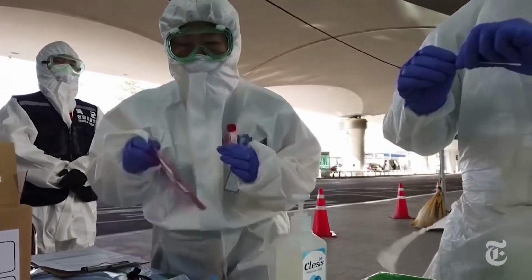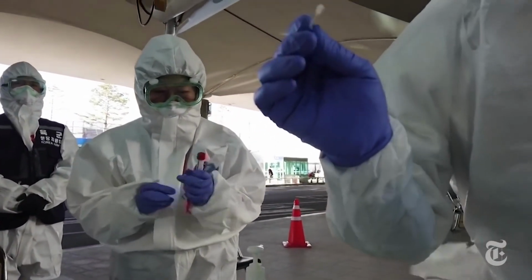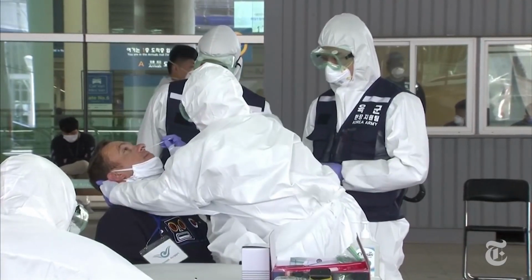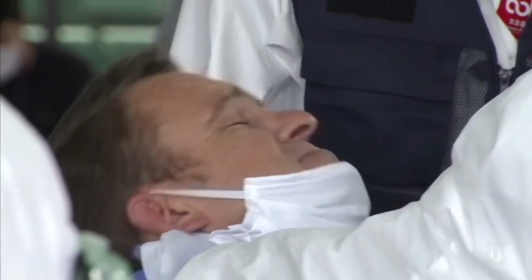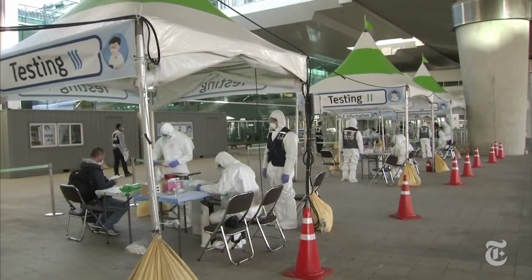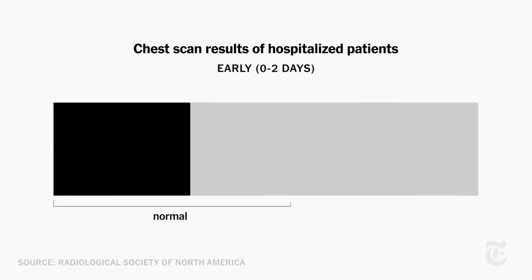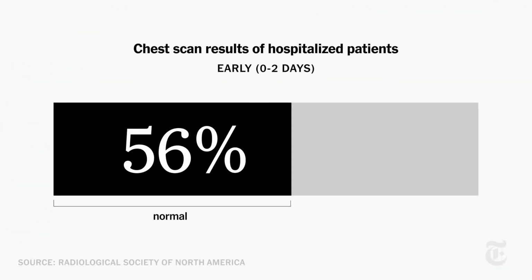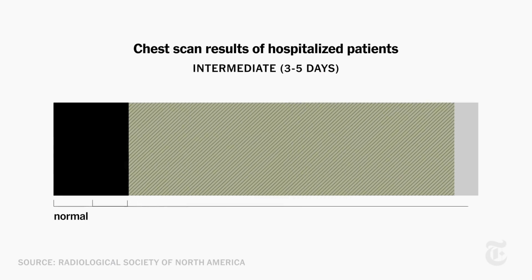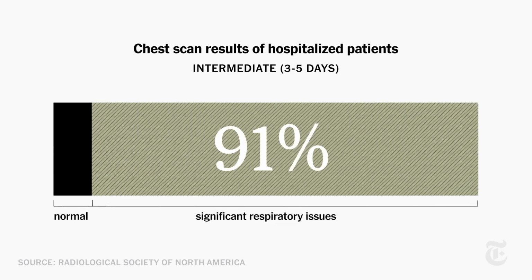So if you are sick, you might be asking yourself, am I in the mild path or the serious path? A good indication is whether you have severe shortness of breath and for how long. Those are indications the virus has progressed lower into the lungs. One small study of hospitalized patients in China found that 0 to 2 days after development of symptoms, chest scans were coming back normal for more than half of patients. Keep in mind, these are patients that were sick enough to be in the hospital. But within 3 to 5 days after symptoms started, that flipped, and 91% of hospitalized patients had significant respiratory issues.